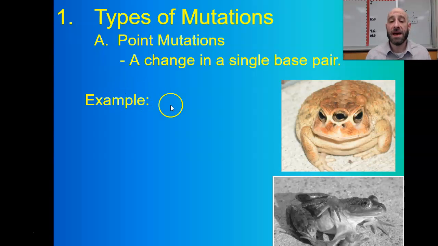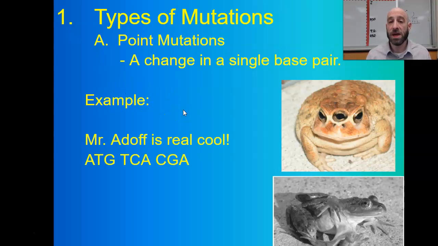A lot of times these are what they call silent mutations, because they don't even really affect the outcome of that protein, or sometimes they could be very dangerous. For example, sickle cell anemia is, unfortunately, a very common genetic disorder, which is very dangerous, and that is caused by a point mutation. So what is a point mutation?